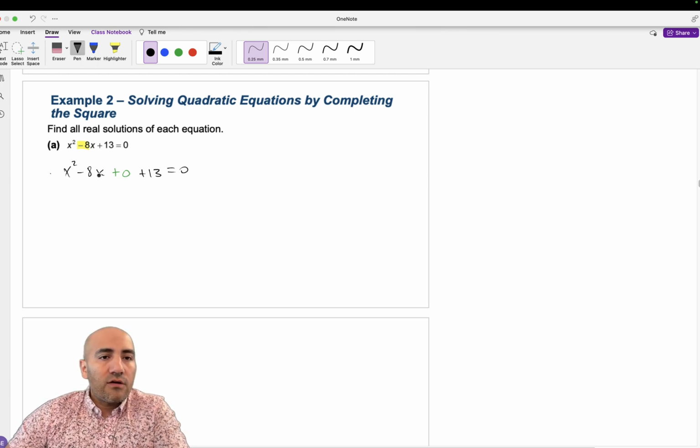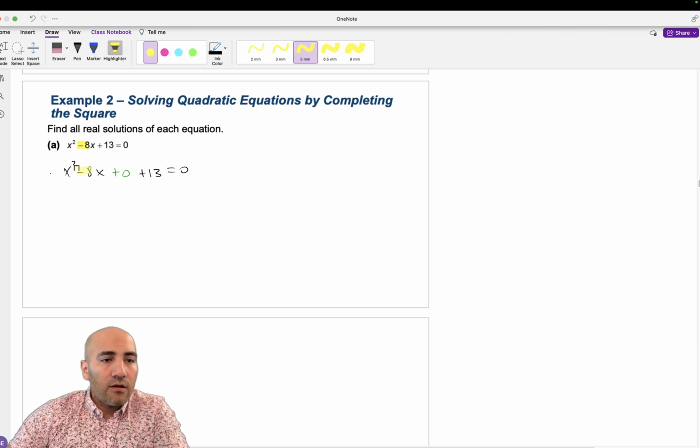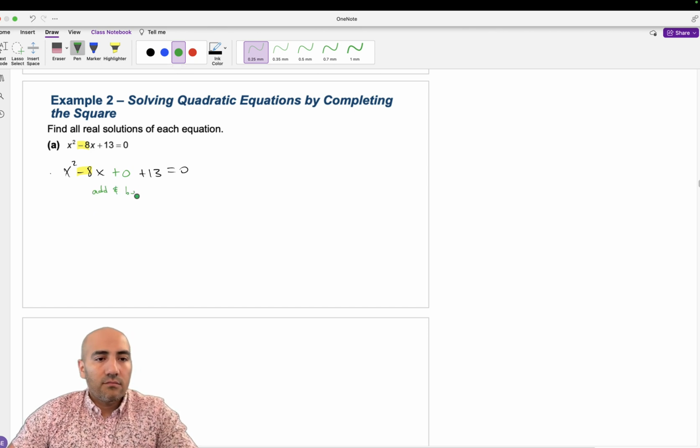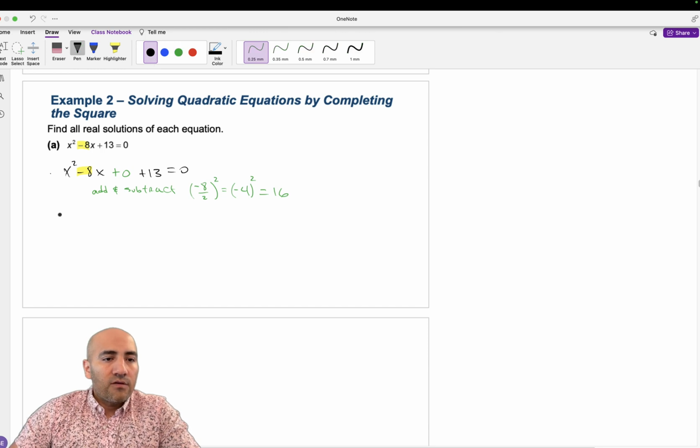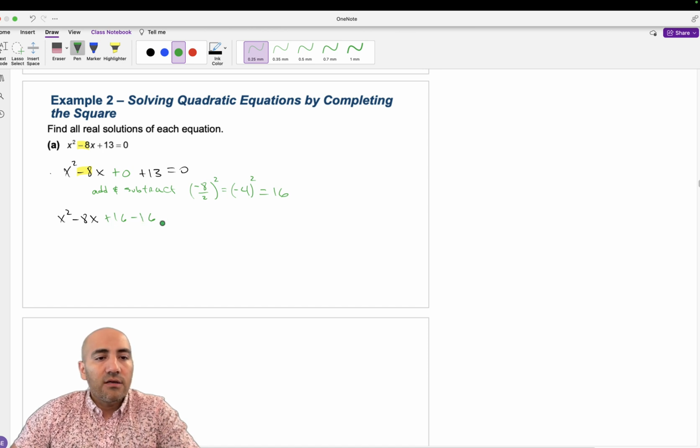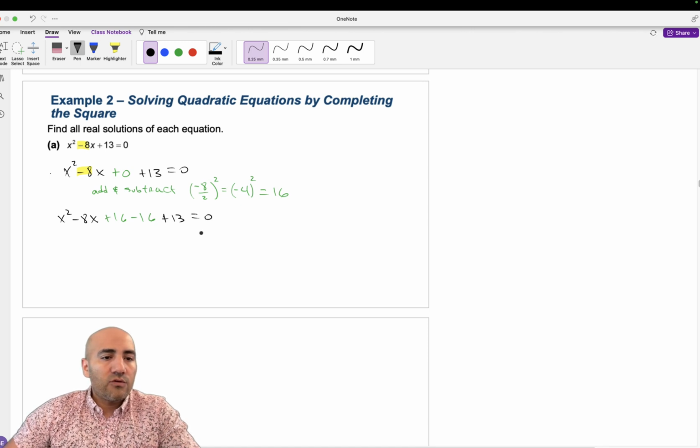All right, the perfect 0, right? Following our formula, we focus on this -8, and our formula tells us to add and subtract the -8, carry the sign, divided by 2 squared, which is going to be -4 parentheses squared, which is equal to 16. Okay, so we add and subtract 16. So now we come back over here. x squared minus 8x, and then I'm going to add a 16 minus 16. We always put it in this order, plus, minus, and then keep the 13.